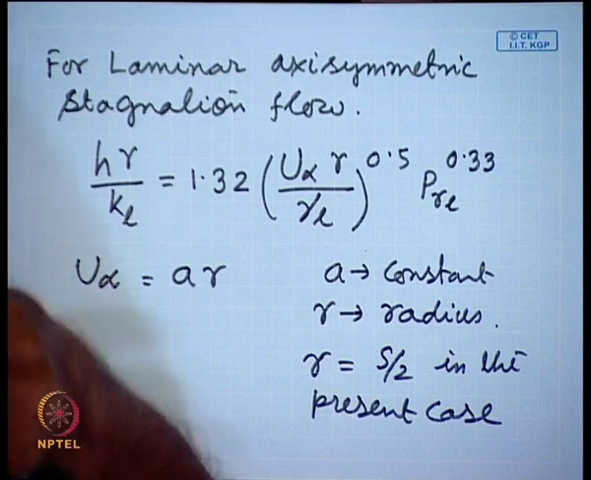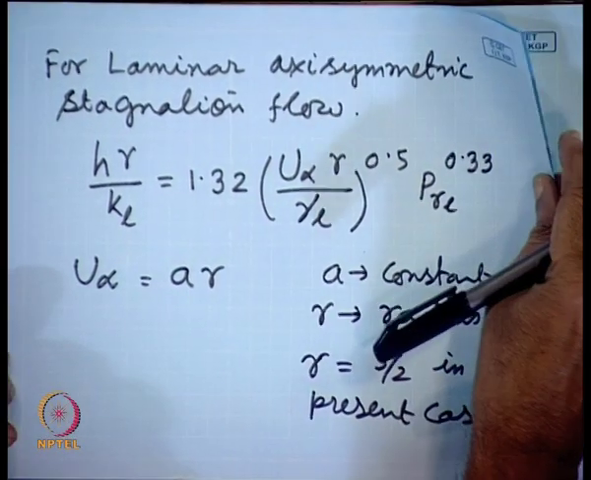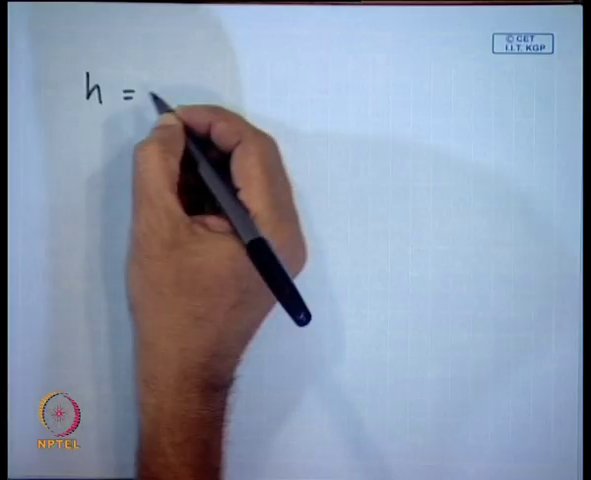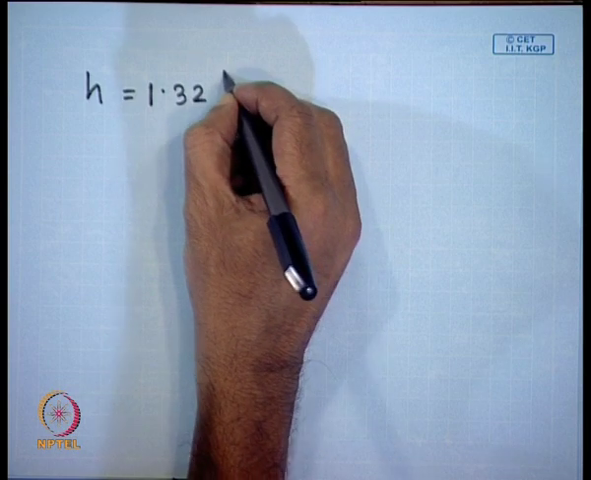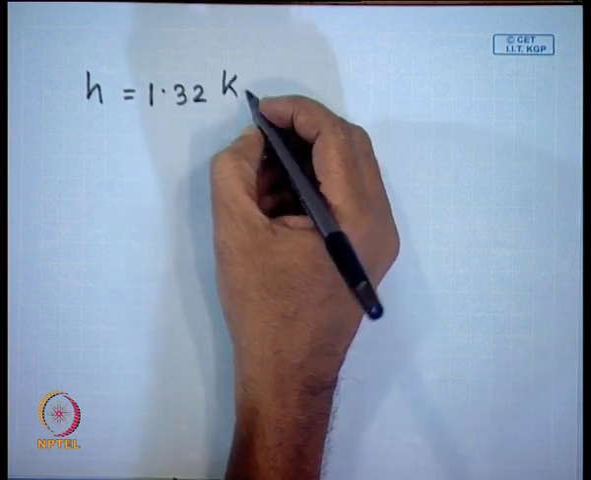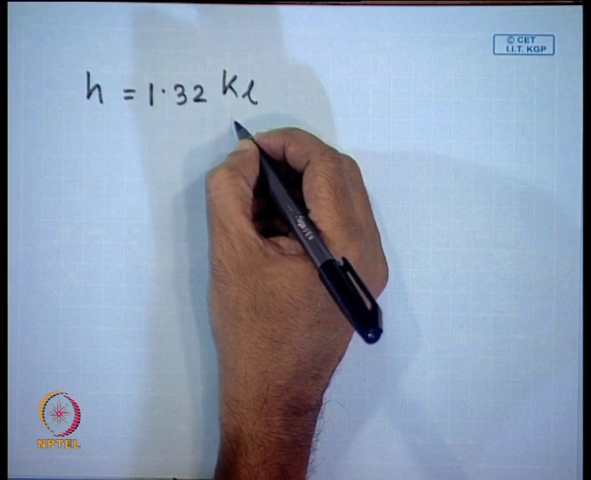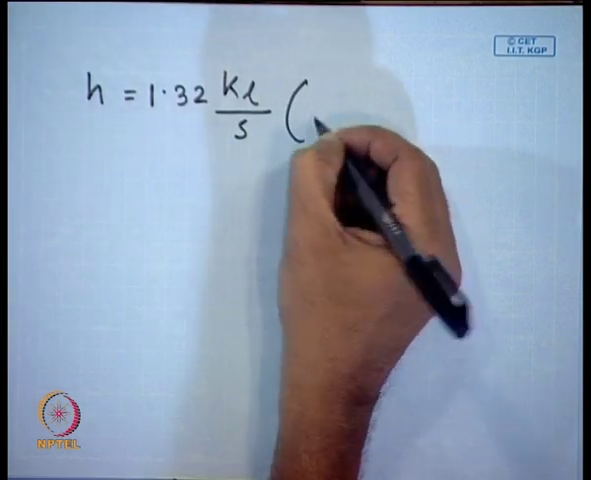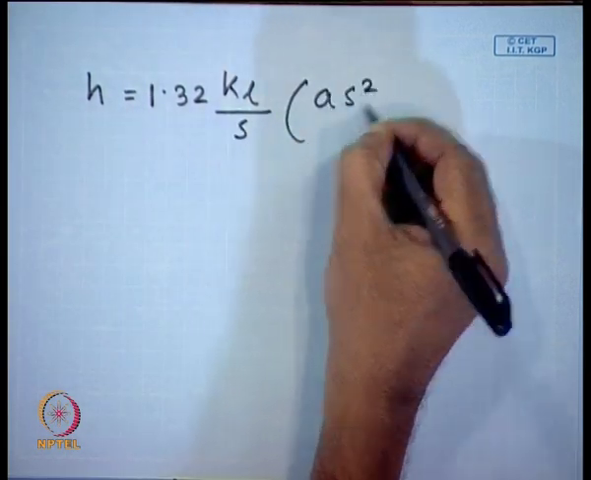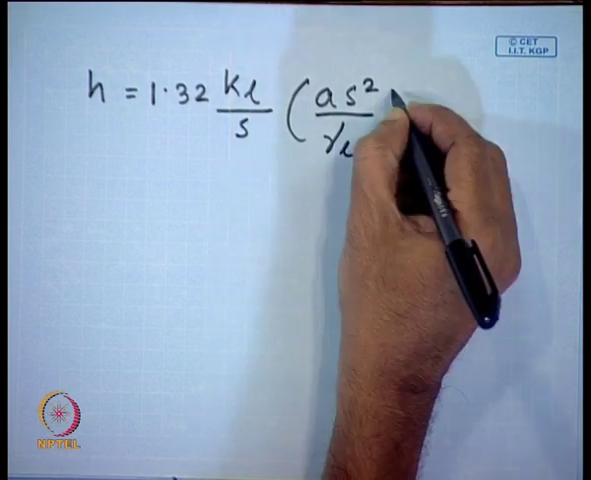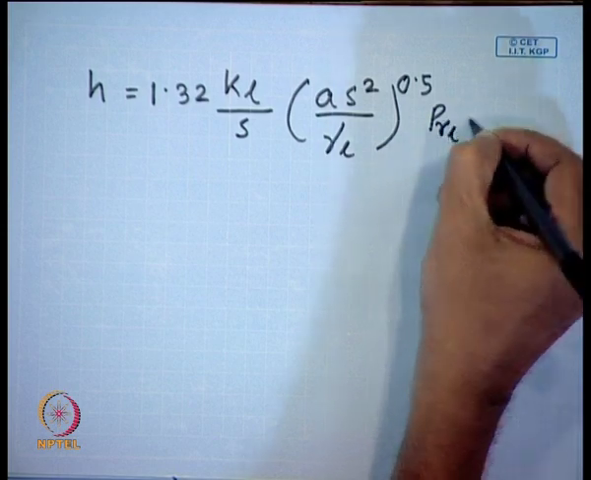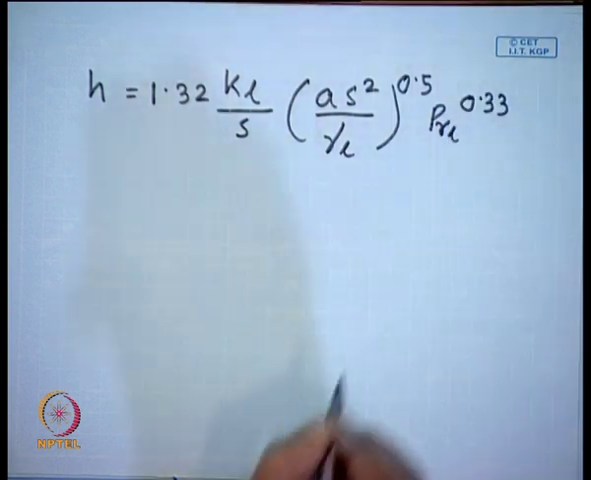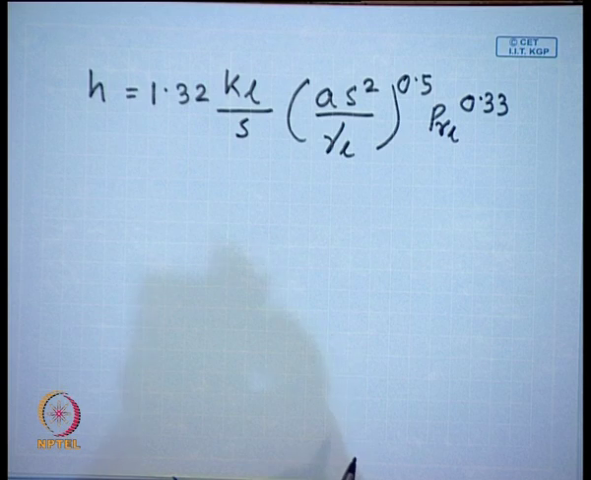So, what will we get from this particular equation? We will get H is equal to 1.32 K_L by S, A S square by nu L to the power 0.5, and Pr_L to the power 0.33. So, this is what I will get.